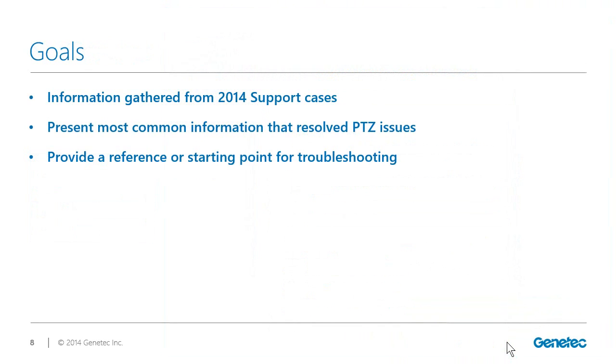Now before we get started, I wanted to talk a little bit about the goals of this webinar and basically what I hope you'll get out of it. When we were reviewing the topics that generated cases in the support department, problems with PTZ or pan-tilt zoom cameras were up there as one of the top categories. Some of these issues were about configuration details, and others were problems encountered while using the PTZ cameras. With that in mind, we took a look at what kind of problems were encountered and gathered some information on the most common things that fix them. Hopefully this will serve as a good reference if you run into any of these problems in the field, or at least somewhere to start when troubleshooting.